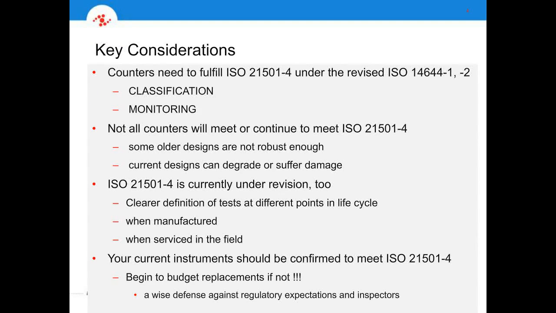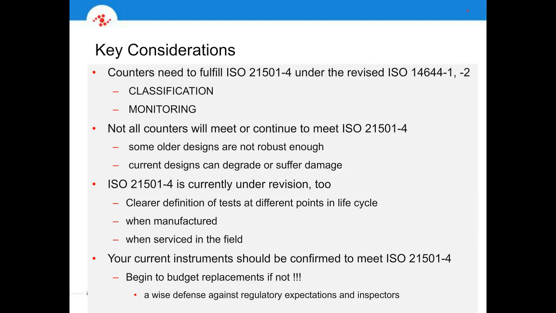So the main item to consider is that 14644 now does reference this ISO 21501-4 method, which has been around for a number of years. Actually, it goes back to 2007. So it itself is not new. It's just the interconnection between 14644 and the 21501 calibration.